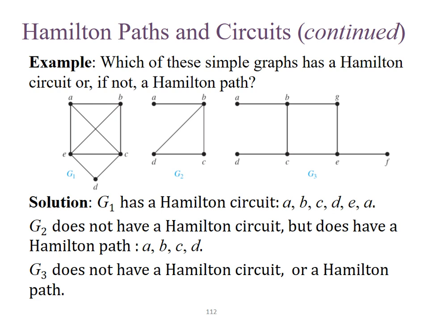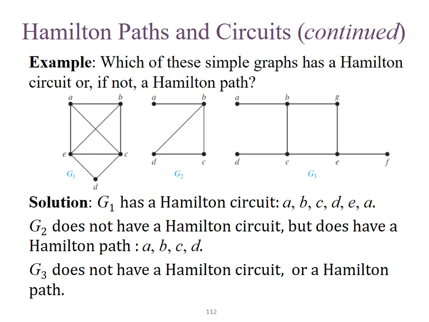By this example, you can see Hamilton circuit seems simpler because if we can travel from A, B, C, D, E, A, visiting each vertex exactly once to complete the circuit, then this is a Hamilton circuit. How about this one? A, B, C, D. So we can visit every vertex once, but we cannot go back to the starting vertex. So this is an example of a Hamilton path.